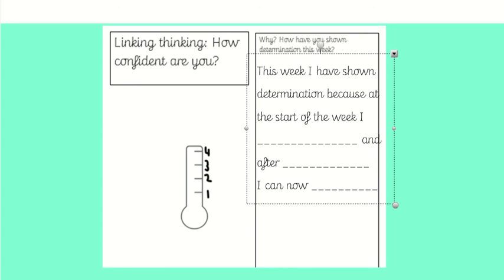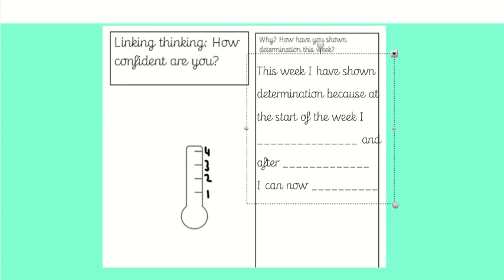Now here's an example for those children that have really challenged themselves this week. You could say something along the lines of, this week I've shown determination because at the start of the week I could use fronted adverbials, and after practicing coming up with my own, I can now write original fronted adverbials at the start of a detailed sentence. So this is showing that actually you could use the skill already, but now, after coming up with my own, I can now write original fronted adverbials at the front of detailed sentences. So it's showing how you've been determined and how you've progressed this week.